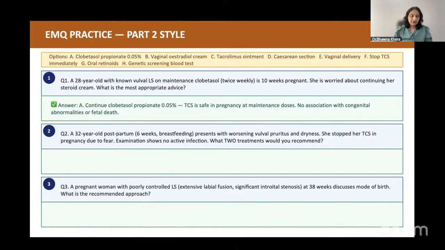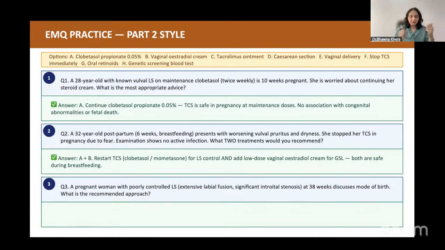Yes, looking for the correct answer from you all. I know you all are going to do it well. Yes. So B, yes, A and B both, because we are going to choose two options here, right?